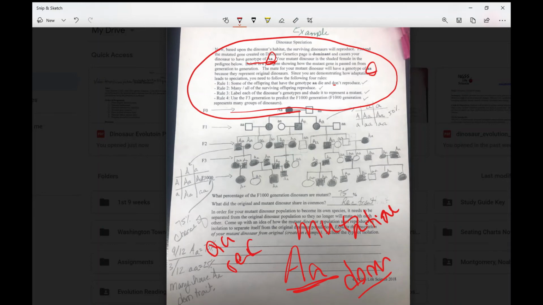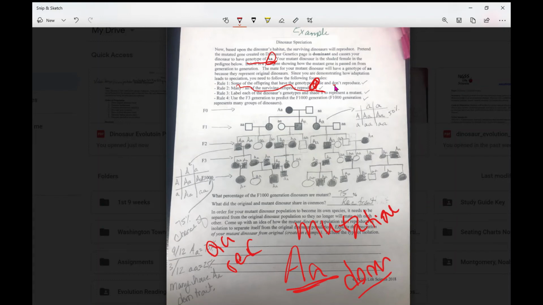When you start out your pedigree, they give you some rules right here. You need to read those yourself. But the most important one is the top one, where it says some of the offspring that have the genotype homozygous recessive don't reproduce. So in the end, you should see more dominant than recessive, like we just said. Okay, so let's look.